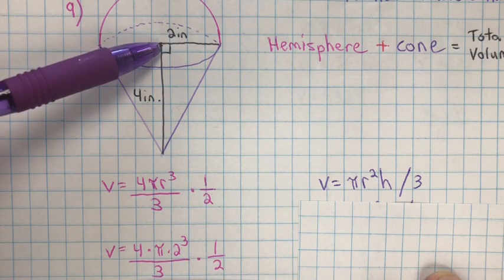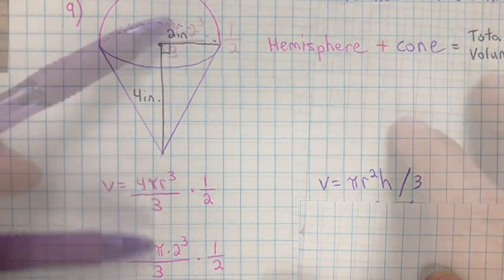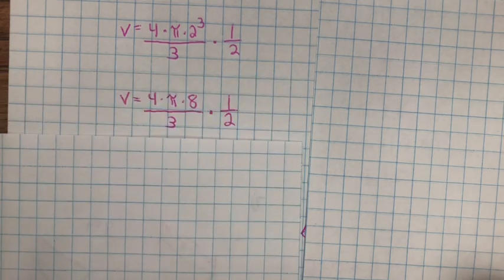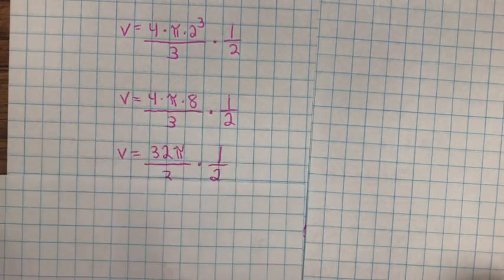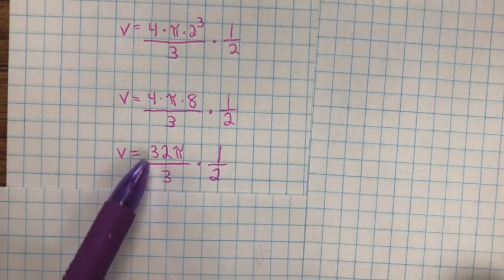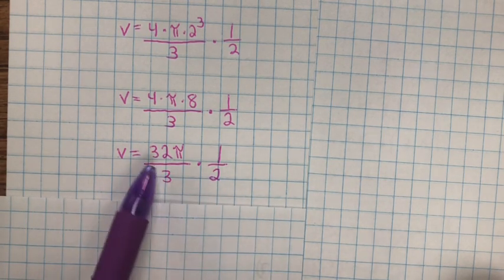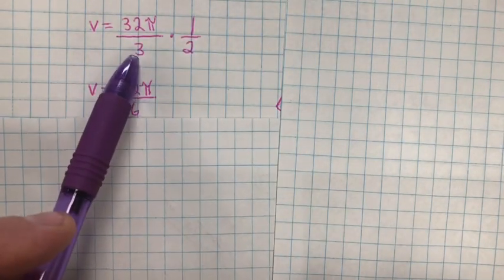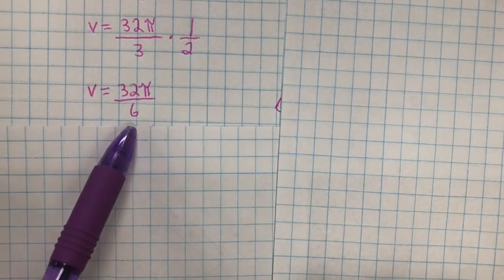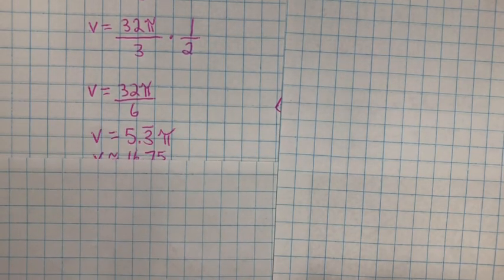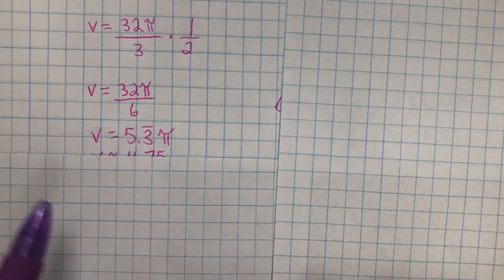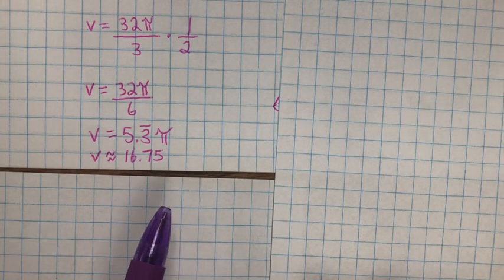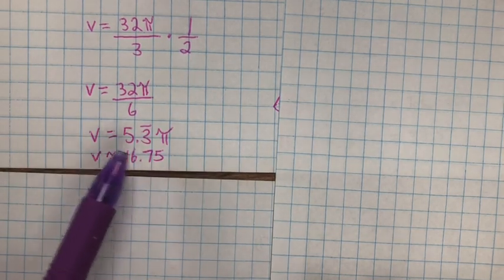The radius of the hemisphere is 2, so we have 2 to the third power. 2 to the third power is 2 multiplied by 2, which is 4, multiplied by 2 is 8. Now we have 4 multiplied by 8 is 32. Now we have 32 divided by 3, or I could do 32 divided by 6, because 3 multiplied by 2 is 6. So 32 pi divided by 6 equals 5 3/10 pi, which is approximately 16 75/100 cubic inches. So that's the volume of the hemisphere.